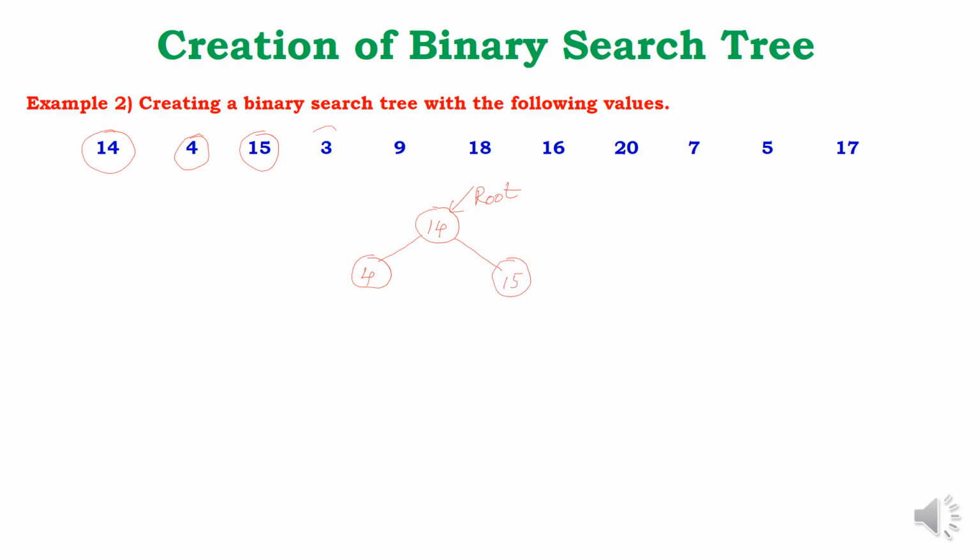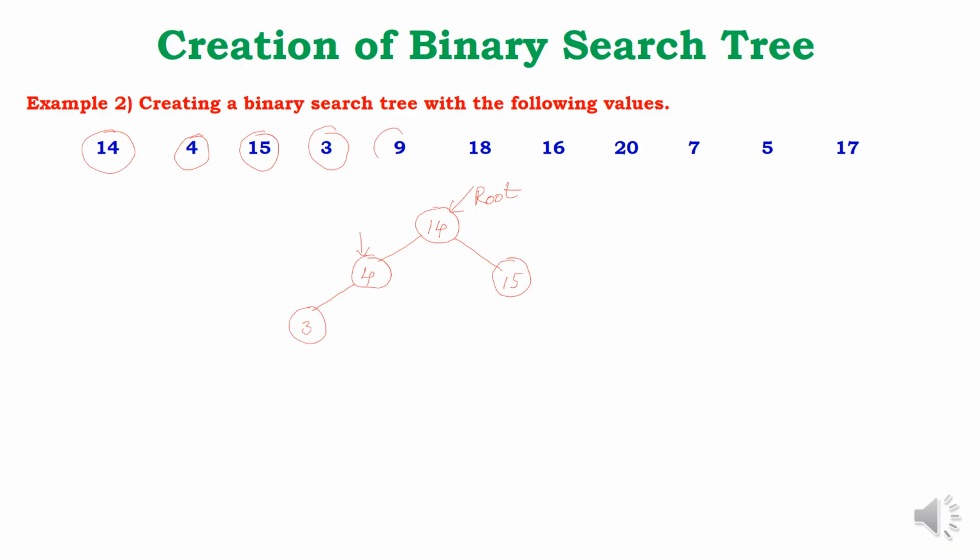Now add the node with information 3. Again start with 14, the root node. Is 3 less than 14? Yes. It should come in the left subtree. Is left free? No, left is not free. Go to the left node. Now your pointer is pointing to 4. Is 3 less than 4? Yes. So it should come in the left subtree of 4. Is left free? Yes. So add a node on the left side of 4.